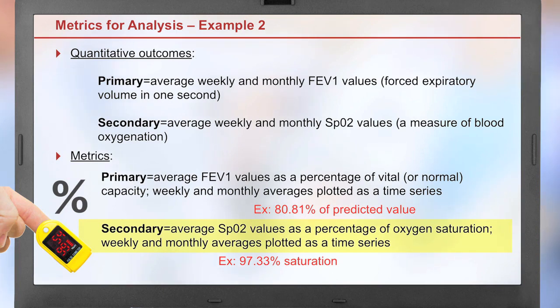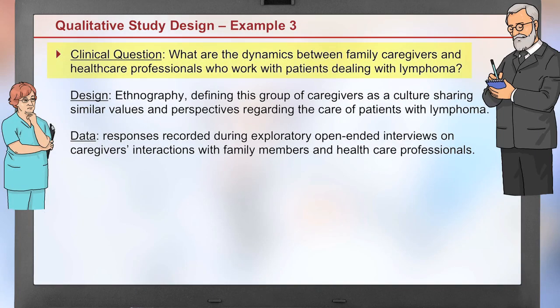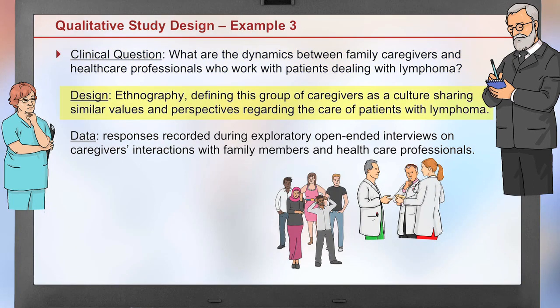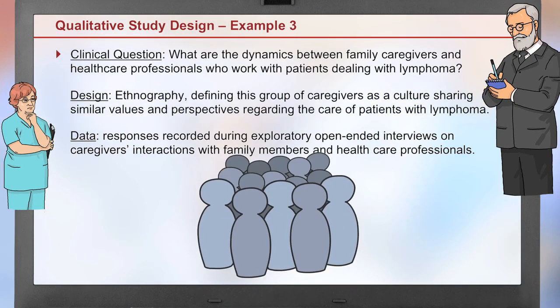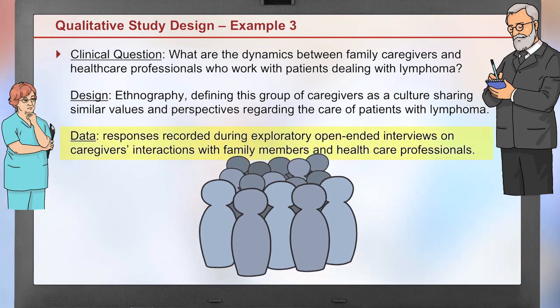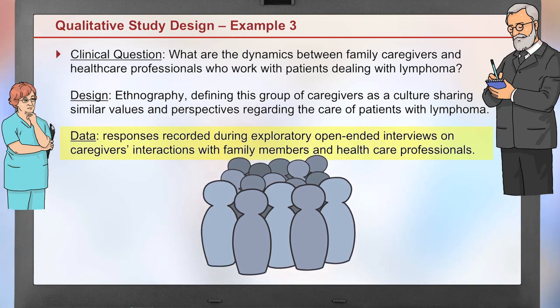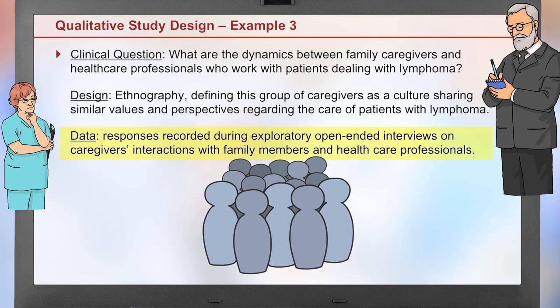In Module 2, our third clinical question focused on caregivers' experiences and collaborations when treating patients with lymphoma. Using an ethnographic approach, we could define this group of family caregivers as a culture sharing similar values and perspectives on the care of patients with lymphoma. Qualitative data would primarily include responses recorded during exploratory, open-ended interviews on caregivers' interactions with family members and healthcare professionals. In the next section, we will cover more details about an interpretive analysis for this scenario.